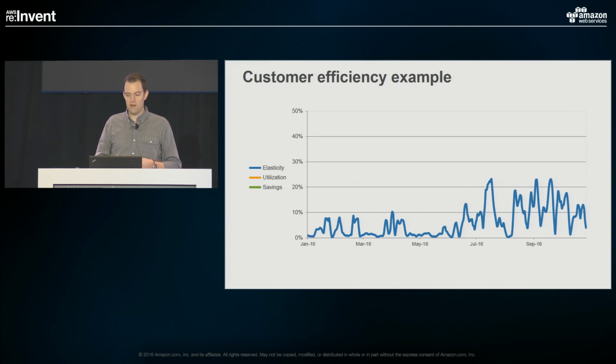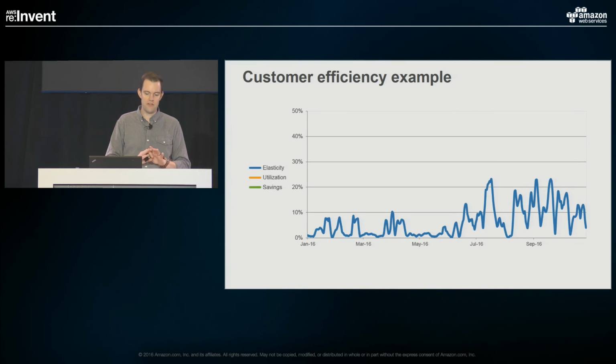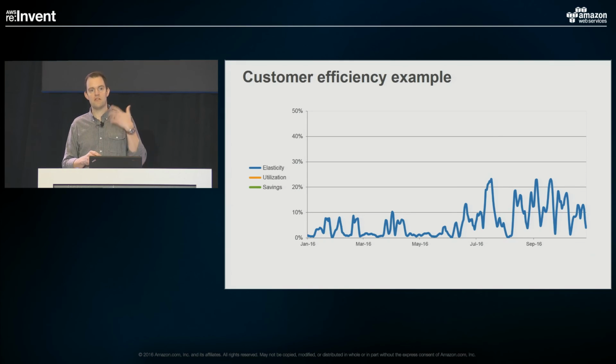So the blue line represents elasticity. By comparison, 0% elasticity would mean that for a given time window, you didn't decommission anything. No instances changed, nothing turned off. 100% elasticity would mean that in a given time period, 100% of those resources had cycled, had been decommissioned or turned on or off.